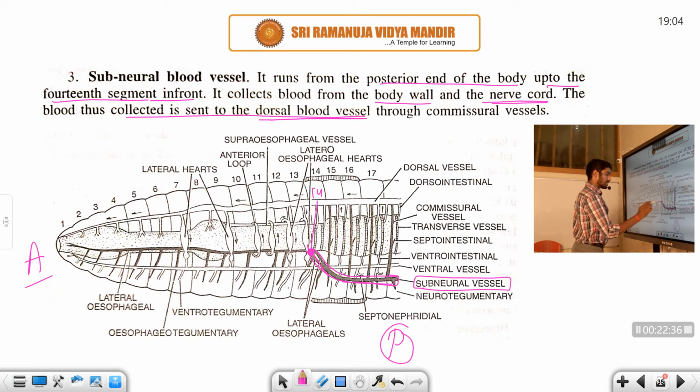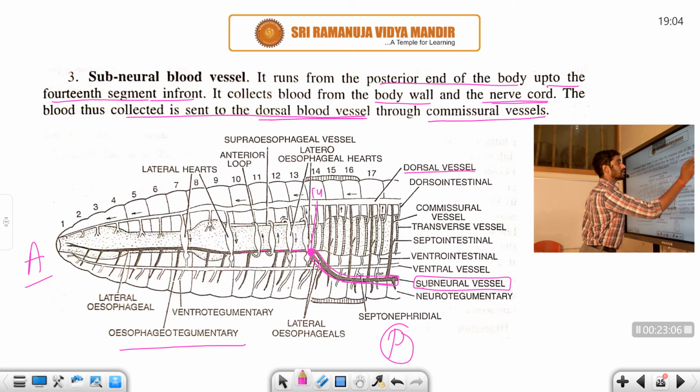Now you can see there is a connectivity here. This black colored line we call the esophageal tegmentary. It enters here, and finally an anterior loop passes to this one. So simply, the function of the subneural vessel is that it passes the blood to the dorsal blood vessel. How does it pass, students? Through the commissural blood vessel. You can see I have already mentioned it here.